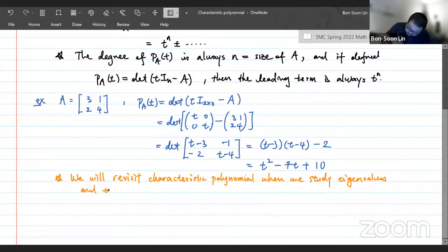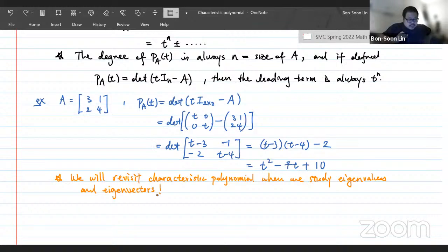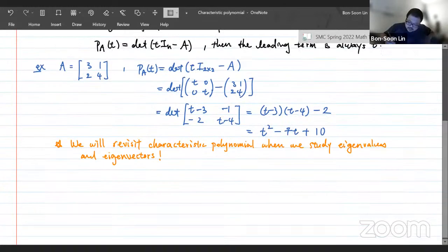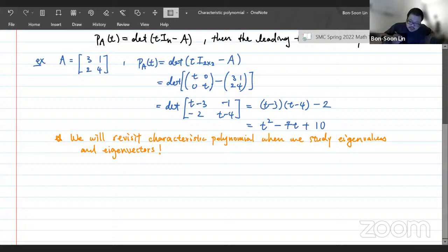Okay, so they'll play a central role. But for now, what we'd like to discuss is a magical theorem by name of Cayley-Hamilton. It says that if you calculate the characteristic polynomial and you put the matrix A into this polynomial, then you always get the zero matrix, right? So that's what we want to discuss.